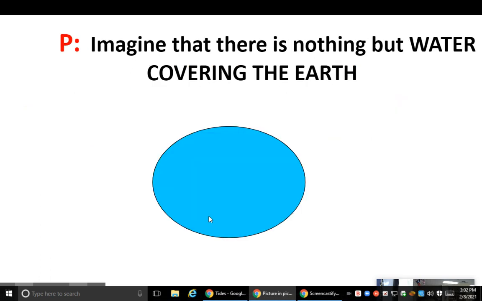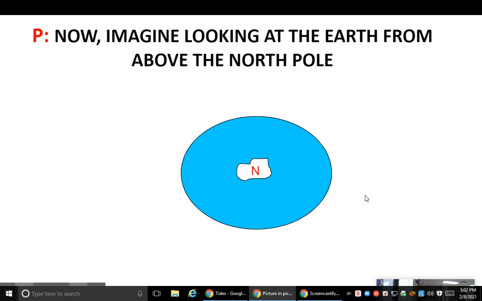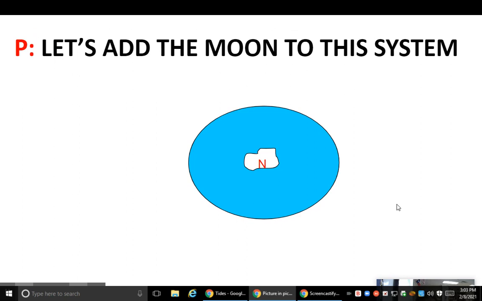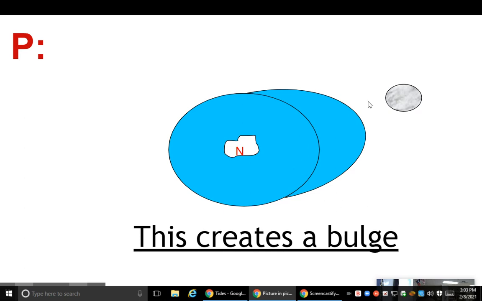Imagine that there's nothing but water covering the Earth. Now imagine looking at the Earth from above the North Pole. So you're looking down on the Earth. Let's add a moon to this system. This creates a bulge. The moon's gravitational pull is pulling on Earth's ocean waters.